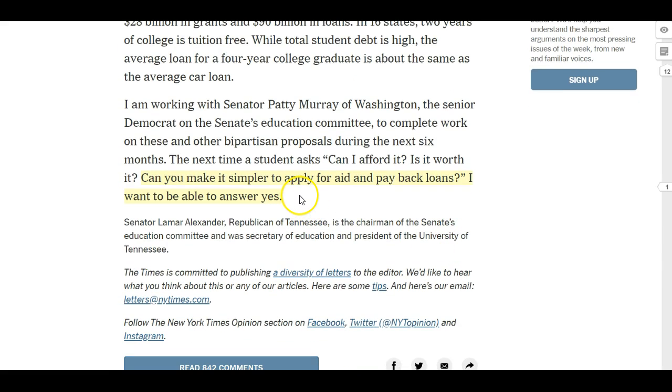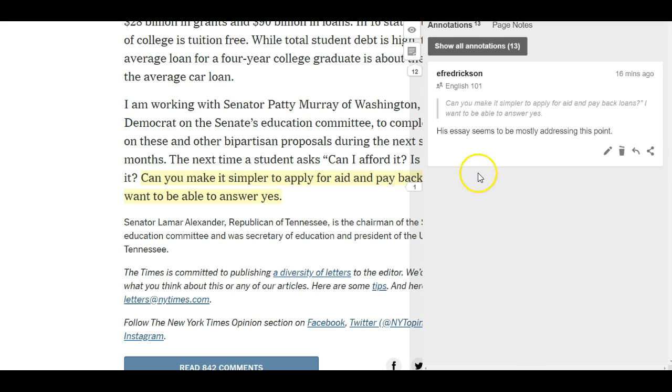Okay, and then I'm going to come down to his conclusion. He says, I'm working with Senator Patty Murray. So here I feel like he's talking a bit to his voters to say, look at the good work I'm doing. The next time a student asks, can I afford it? Is it worth it? Can you make it simpler to apply for aid and pay back loans? I want to be able to answer yes. And the other comment I made here is that his essay seems to be mostly addressing this point about how to make it easier to apply for aid and pay back loans.